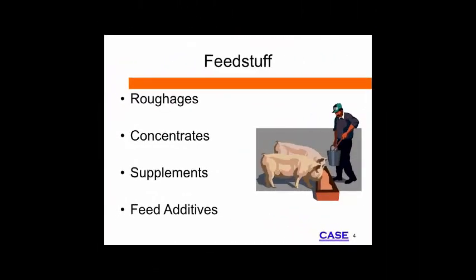Feedstuffs are broken into 4 categories. Roughages are used in large quantities in ruminant diets. Concentrates have a greater nutrient density per volume of weight and are used in both ruminant and monogastric diets. Supplements and feed additives are used in small quantities to provide missing nutrients or to modify a ration.